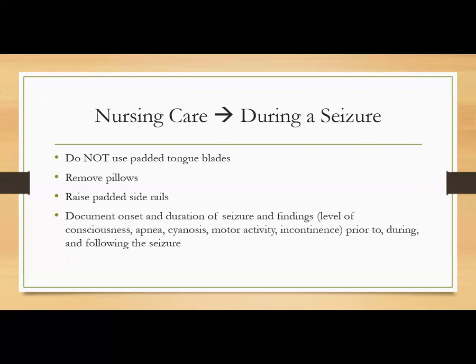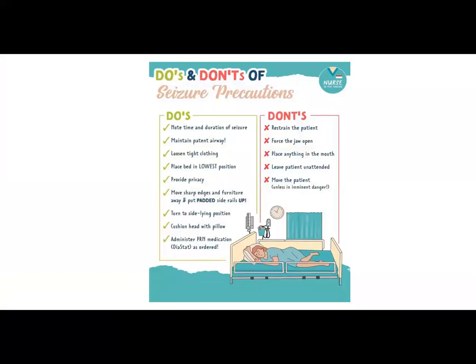Remove all pillows, raise padded side rails, document onset, duration, and seizure findings, level of consciousness, apnea, cyanosis, motor activity, incontinence prior to, during, and following the seizure. So just making sure that they're not in restrictive clothes. I don't have any pillows. I've got my padded side rails up. My patient is positioned to the side, and if possible, it's got that head flexed. I don't have any tongue blades around or anything of that nature. And this is just a little helpful list of your do's and don'ts of seizure precautions.